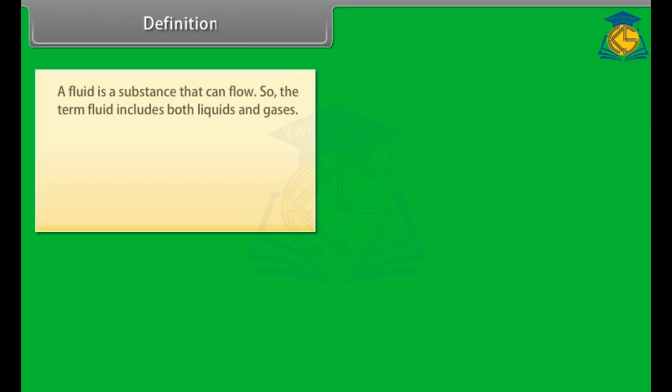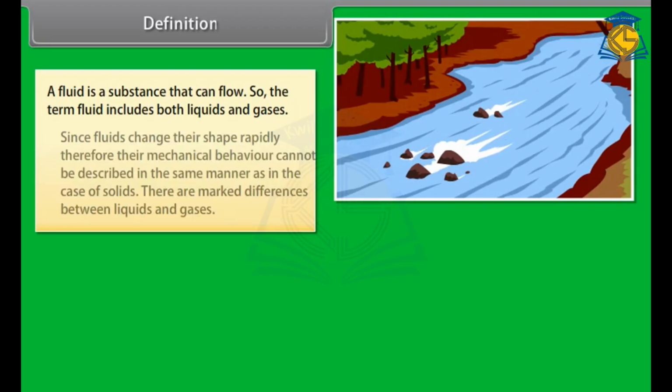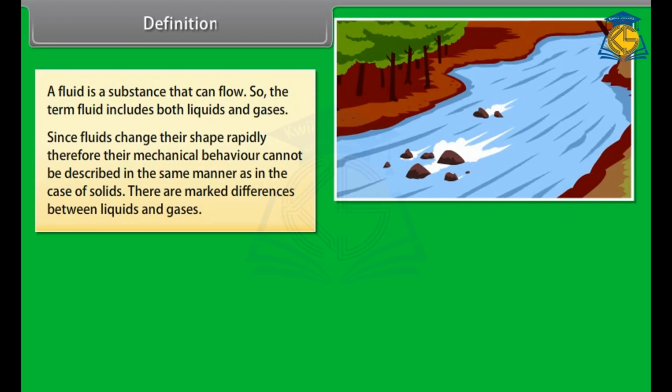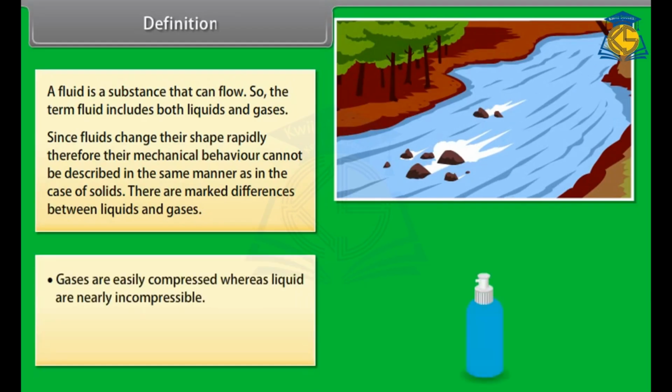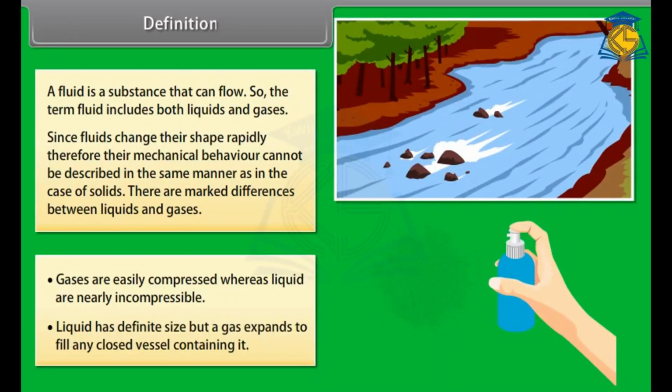Definition. A fluid is a substance that can flow, so the term fluid includes both liquids and gases. Since fluids change their shape rapidly, their mechanical behavior cannot be described in the same manner as in the case of solids. There are marked differences between liquids and gases. Gases are easily compressed, whereas liquids are nearly incompressible. A liquid has a definite size, but a gas expands to fill any closed vessel containing it.